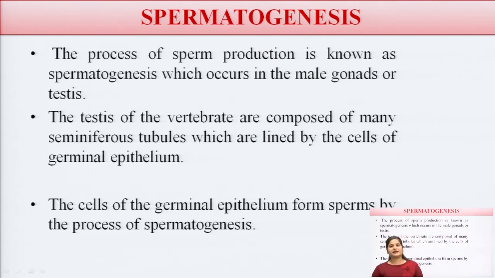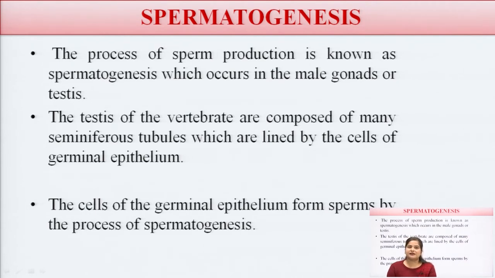Now, we discuss what spermatogenesis is and what the process of spermatogenesis is. The process of the production of sperm is known as spermatogenesis, which occurs in the male gonads, the male testes. The testes of vertebrates are composed of many seminiferous tubules, which are lined by the cells of the germinal epithelium.